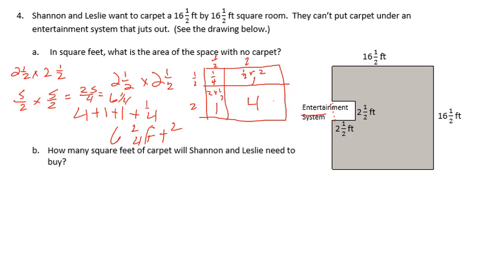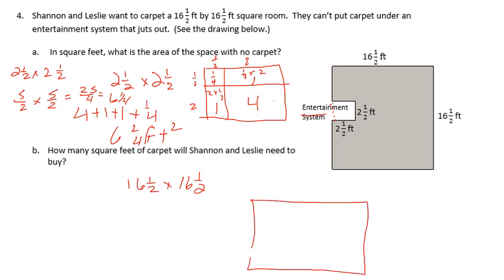Now, how many square feet of carpet will Shannon and Leslie need to buy? Well, since I found out how much is not going to be carpeted, which is 6 1/4 feet, I know that if I solve for the whole area, which is 16 1/2 times 16 1/2, and then subtract that 6 1/4 feet, I should have the carpeted area.